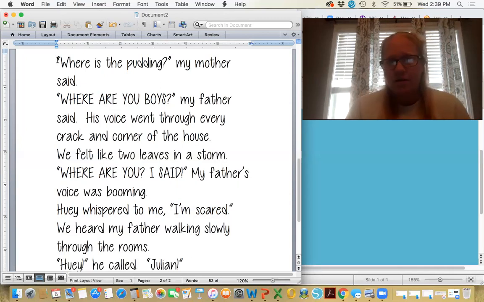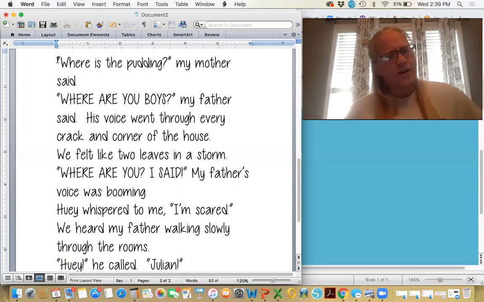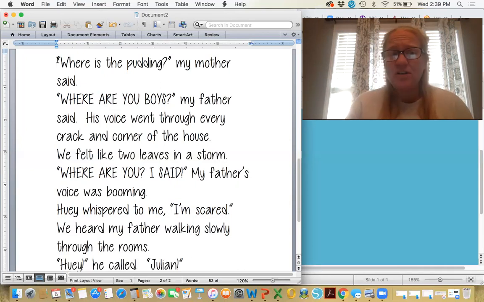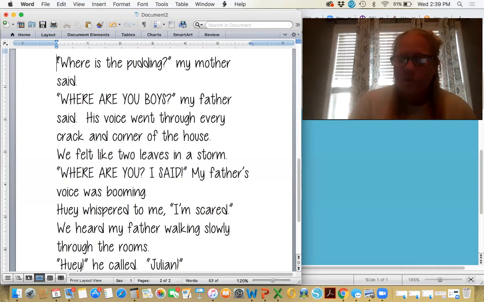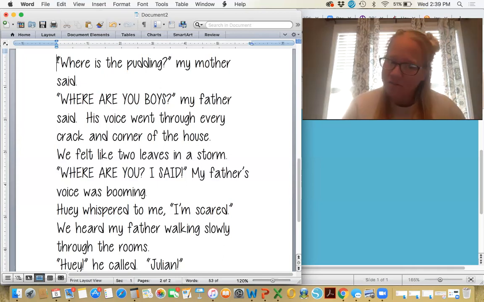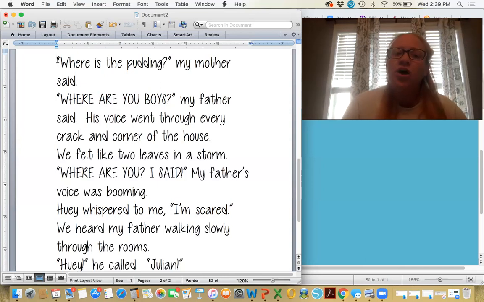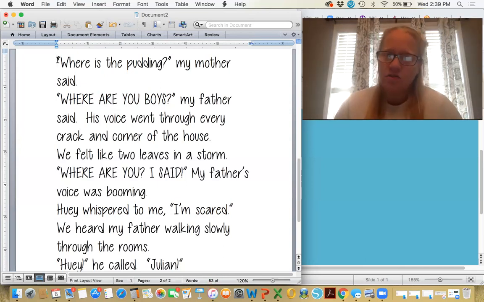Where's the pudding? My mother said. Where are you boys? My father said. His voice went through every crack and corner of the house. We felt like two leaves in a storm. Where are you? I said. My father's voice was booming. Huey whispered to me, I'm scared. We heard my father walking slowly through the rooms. Huey, he called. Julian!